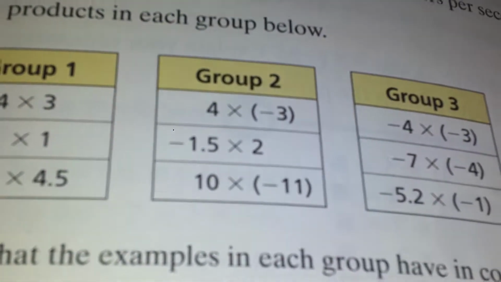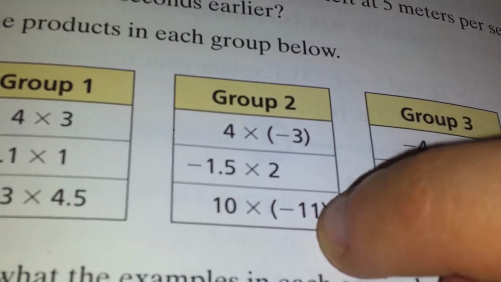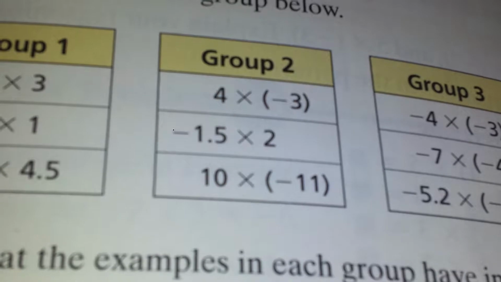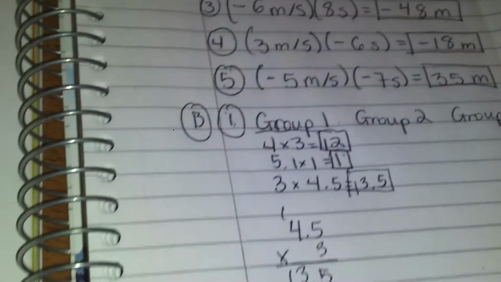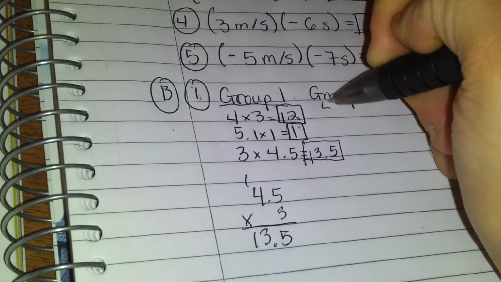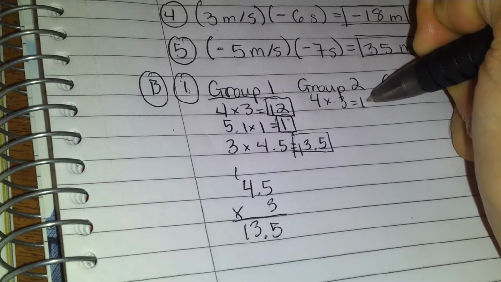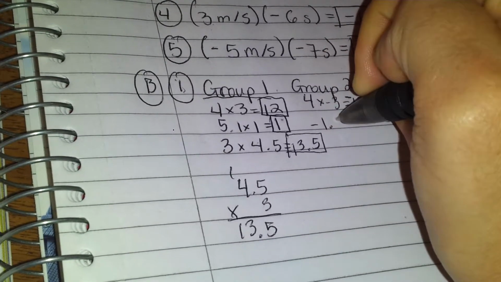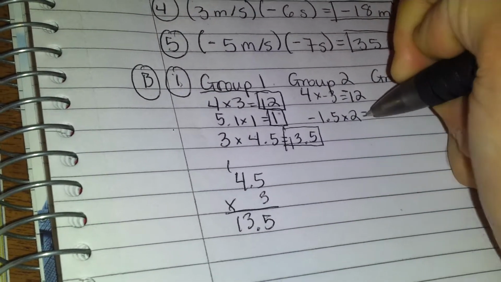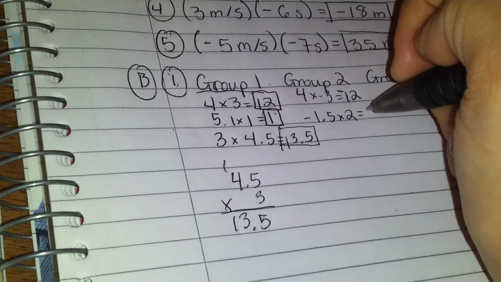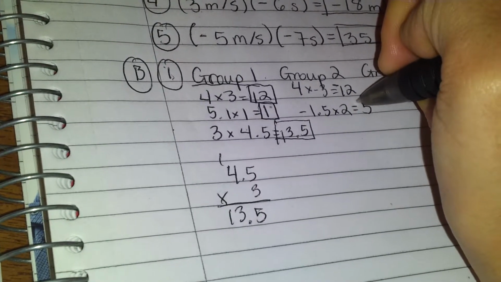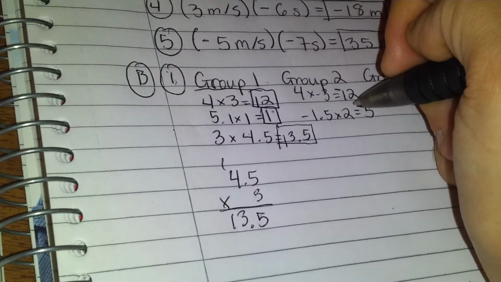Let's try group 2 now. Group 2 is a little bit different. In this set of problems, each one has a negative number. That means, since there's only one negative in the problem, we carry it over. Our answers ought to be negative also. So we have 4 times negative 3 is negative 12. Our next one is negative 1.5 times 2 equals, what's 1.5 times 2? Should be 3, because 1 times 2 is 2 and half of 2 is 1. But that's negative again, because it's negative 1.5.